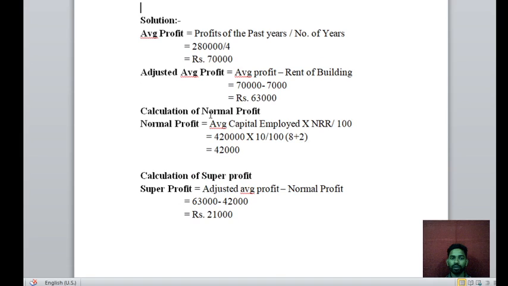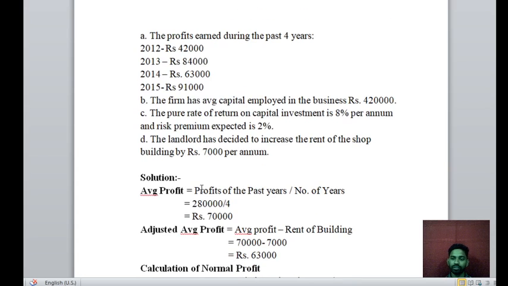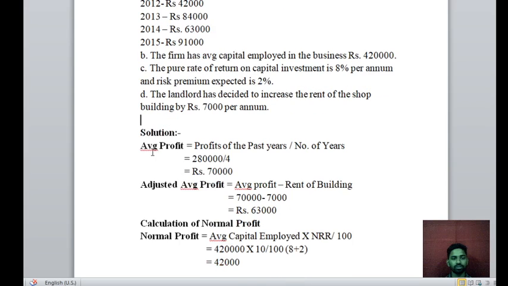First of all we have to ascertain the average profit, one by one. With the help of this information we have to solve the goodwill. The formula of the average profit is profit of the past years divided by number of years. The total of these past 4 years is 2,80,000 and the number of years is 4, so it is rupees 70,000.